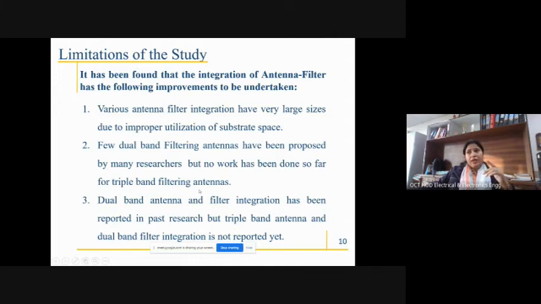As I said, my working frequencies were for L band, S band and C band. So I was trying to integrate a triple band antenna with a triple band bandpass filter. Previously, so much work has already been done, but it was only for the dual frequency band. Dual band antenna and filter integration has been reported in the past, but triple band antenna and filter integration is not reported.